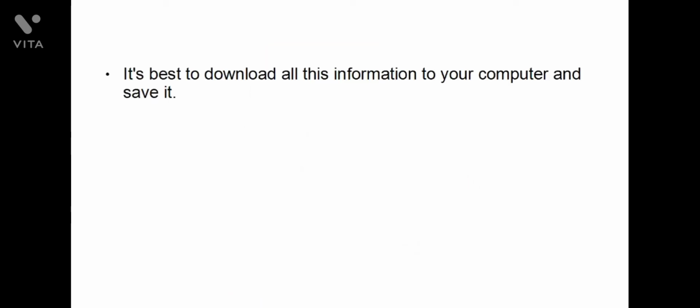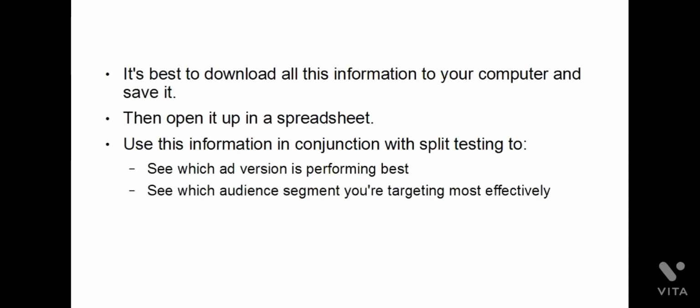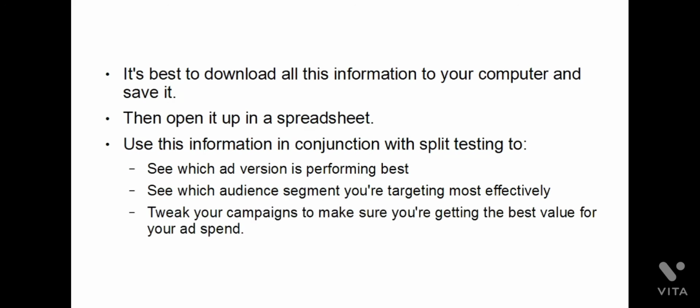Now, at this point, you might be on information overload and not know what to do with all this data. It's best to download all this information to your computer and save it. Then you can open it up as a spreadsheet. You want to use this information in conjunction with split testing to see which ad version is performing best, see which audience segment you're targeting most effectively, and to tweak your campaigns to make sure you're getting the best value for your ad spend.